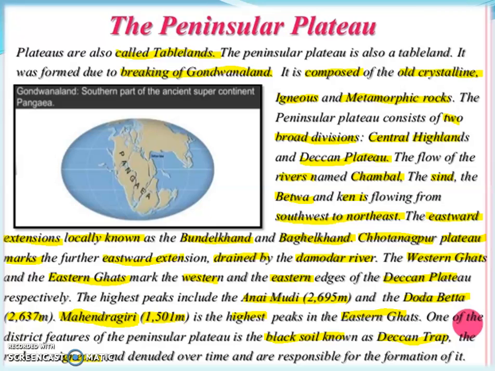These peninsular plateaus have mostly black soil, which is very suitable for cotton and is known as the Deccan Tract. So the peninsular plateau has black soil, known as the Deccan Tract. The rocks are igneous rocks, formed over time and spread out.